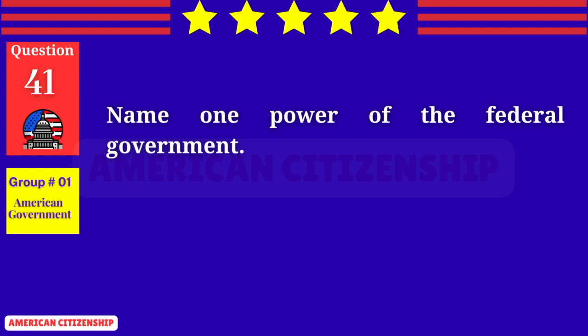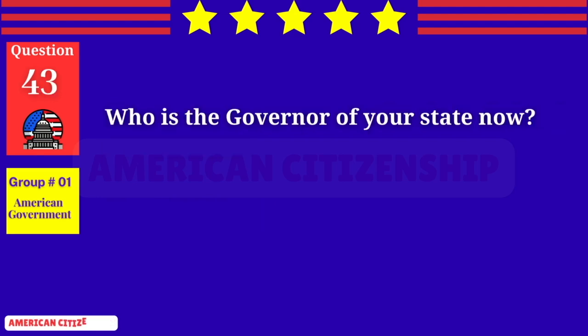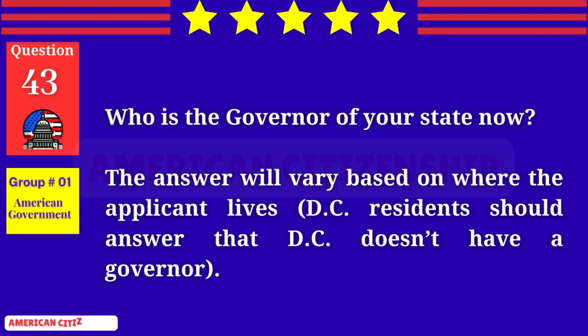Name one power of the federal government. Print money. Who is the governor of your state now? The answer will vary based on where the applicant lives. DC residents should answer that DC doesn't have a governor.